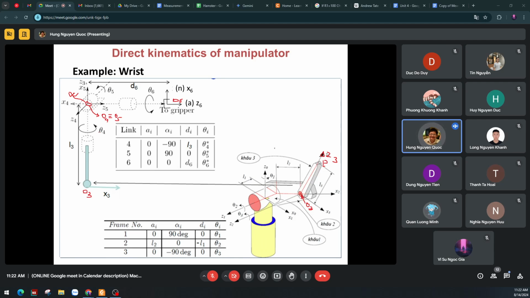So in this case, theta 4 is like the joint, right? And Z4 is perpendicular here, right? Z4 in this case is like the pitch, okay? And Z5 is like the crown, okay? You know that.